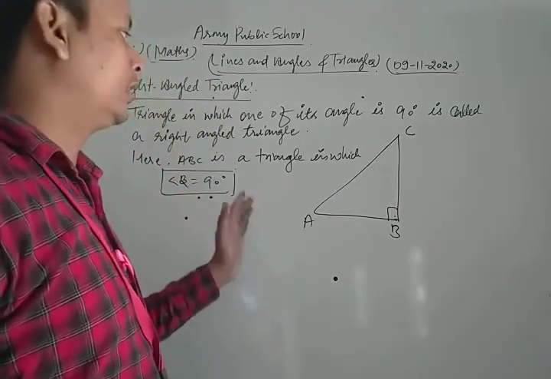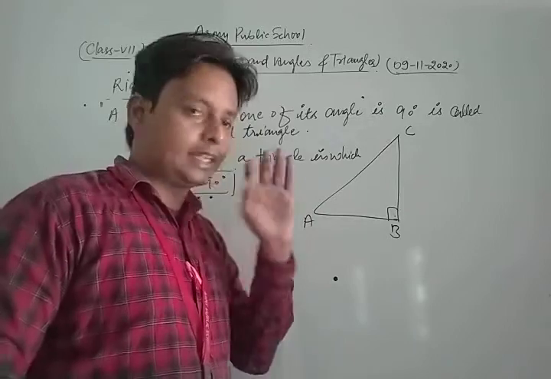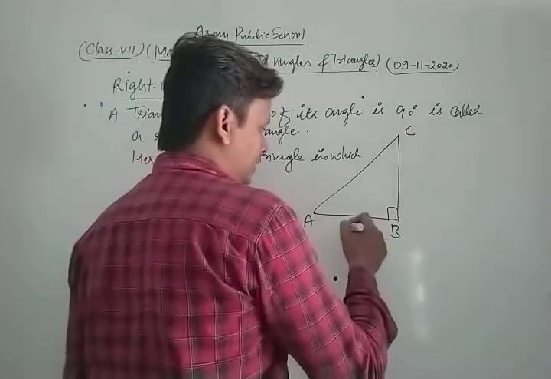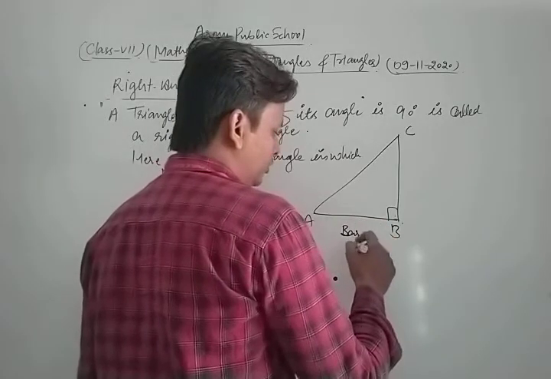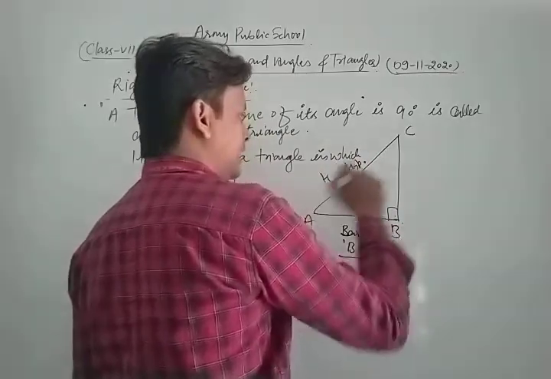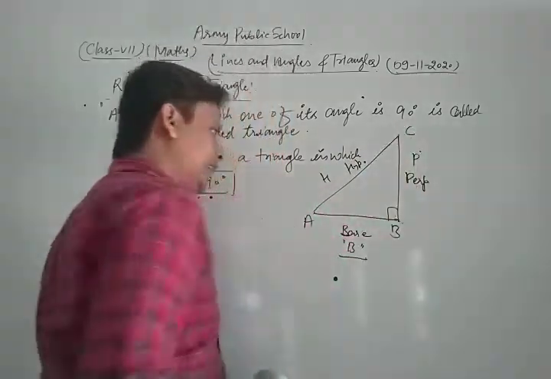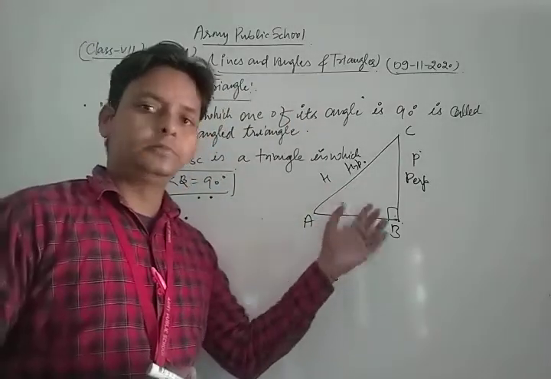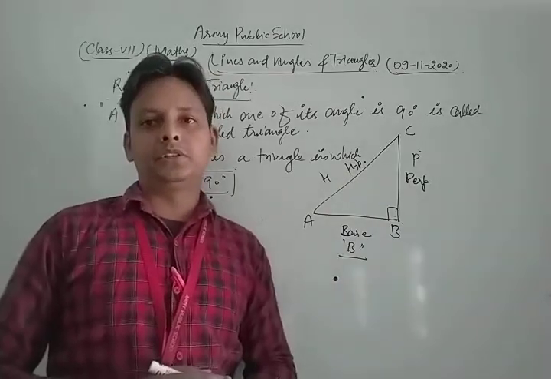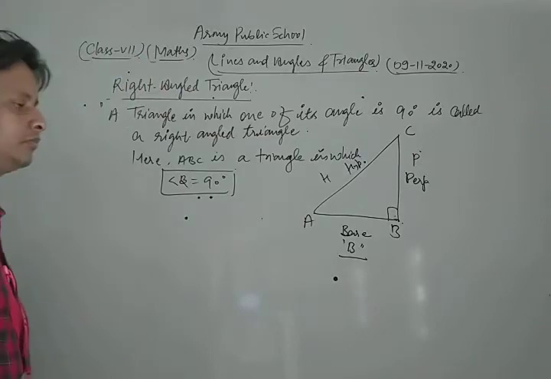Okay, and one of the most important topics related to that triangle is that there are three important terms. Here AB is the base of the triangle, which is denoted by B. This is the hypotenuse, which is denoted by H, and this is the perpendicular, which is denoted by P. So for any right angle triangle, this is your base, this is your hypotenuse, and this BC is the perpendicular of the right angle triangle.